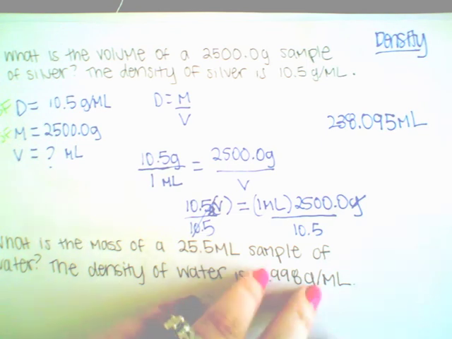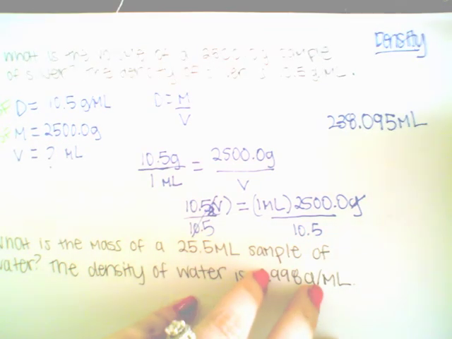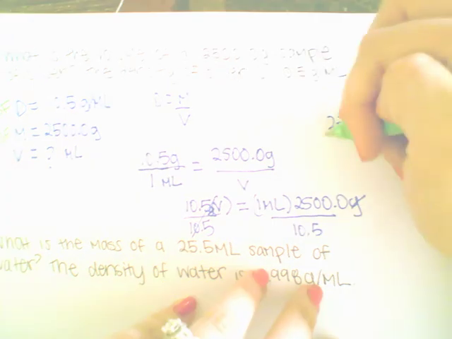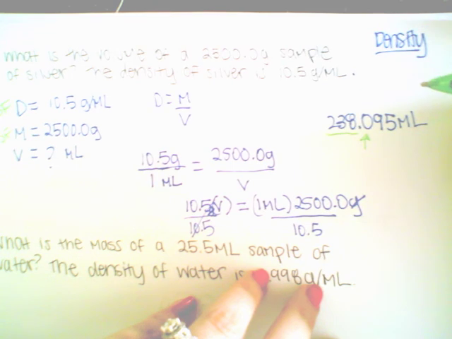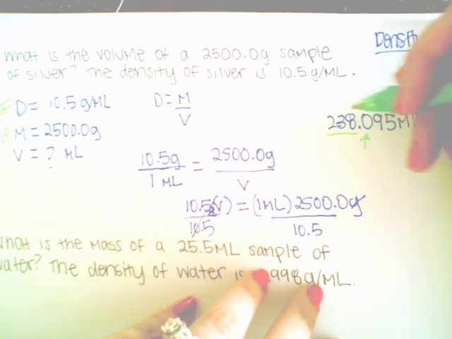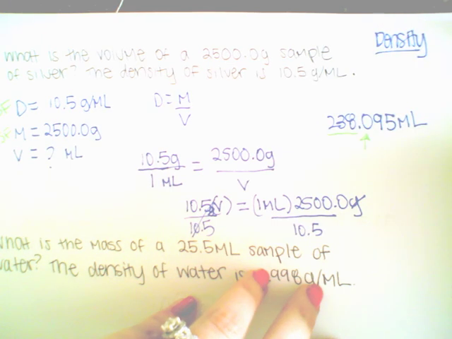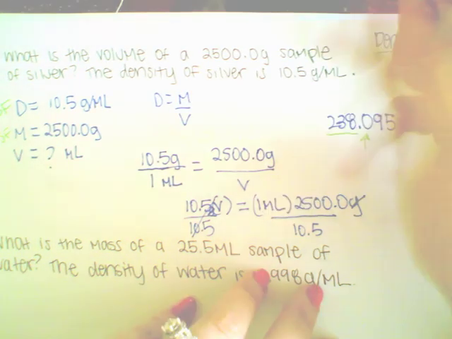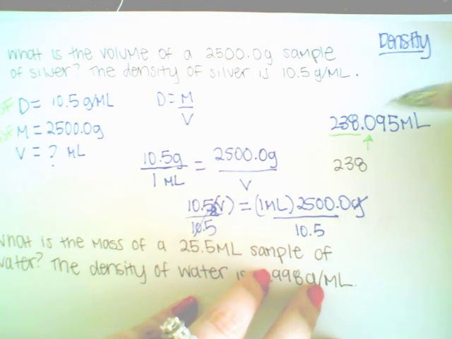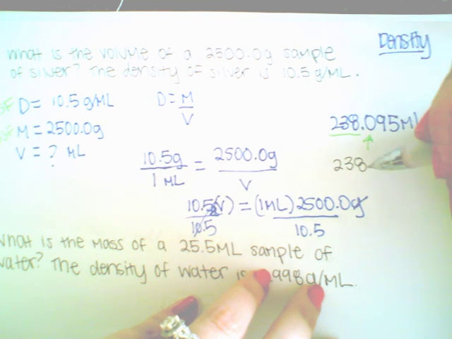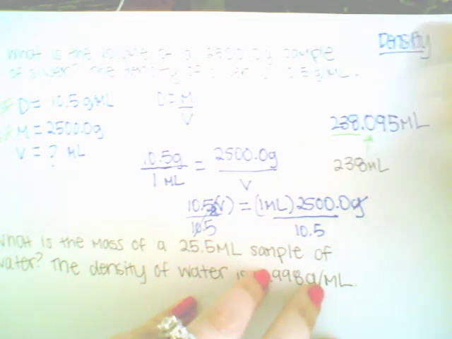All right, let's go back over here. If we're looking for 3 significant figures, we are looking at the 4th number. If you're looking for 3 significant figures, you look at the next number and the next number only. So 0 does not round this up, it instead rounds it down. So your answer is 238. I rounded 238.095 down to 238 milliliters.